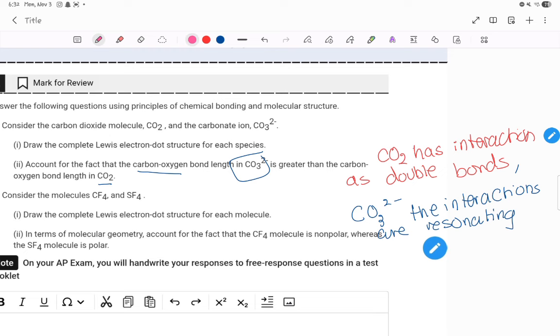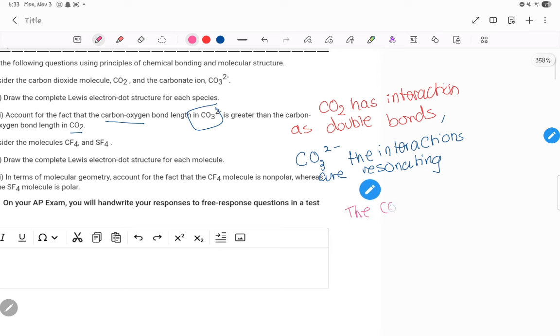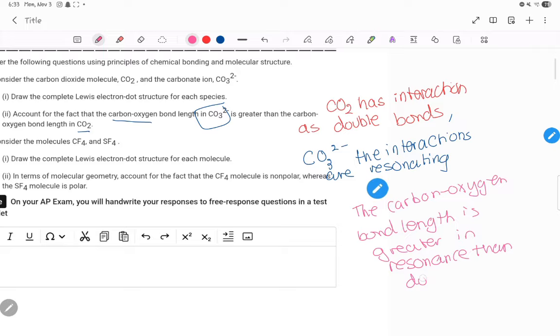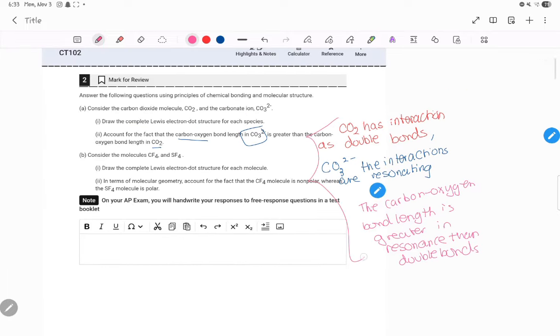So very simply, from all of this, we can state that the carbon-oxygen bond length is greater in resonance than double bonds, okay? So very simply here, this is literally all we need to say to get the marks. You just need to say CO2 has interaction as double bond, CO3 has interaction as resonating, and the carbon-oxygen bond length is greater in a resonance than in a double bond, okay? So that's it for double I.